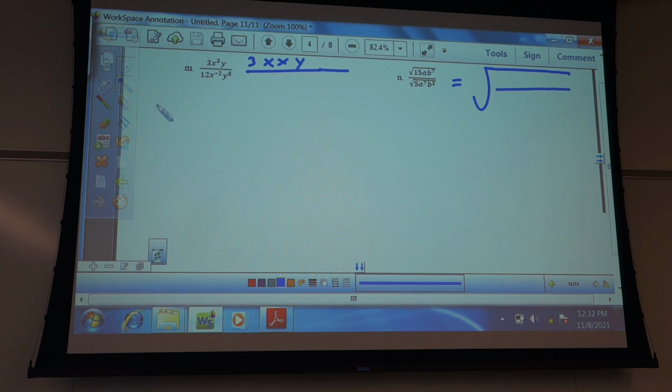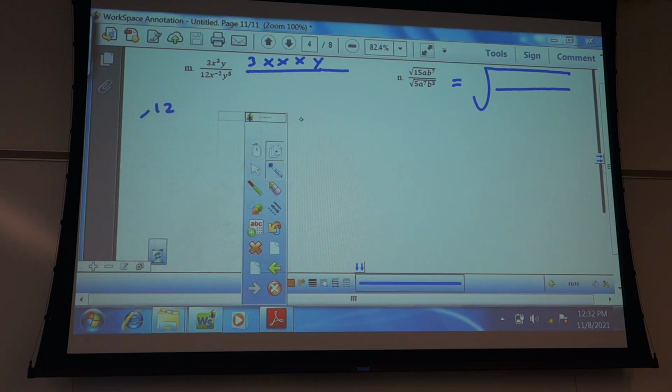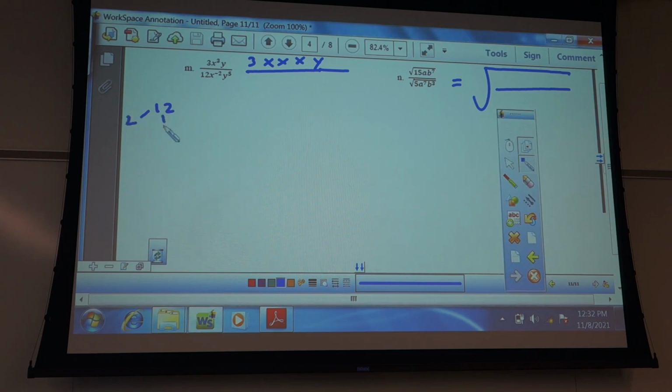Okay, 12. 12 is really... the third. Thank you. I asked you folks, no one said anything. All right, so 12 is really 2 times 6, and 6 is really 2 times 3. So 12 is 2 times 2 times 3.